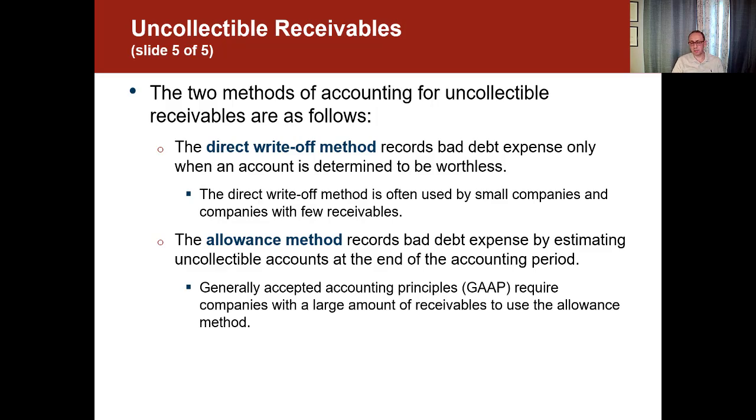Unlike the direct write-off method, where we usually wait until the customer doesn't pay, and then when we know that they're not able to pay, we record the bad debt expense. That could be in a different period, and that violates the matching principle. Remember, the matching principle is when we match revenues and expenses of the same period. So, generally accepted accounting principles require companies with a large amount of receivables to use the allowance method. So if you're a company that offers credit to its customers, then you have to use the allowance method.